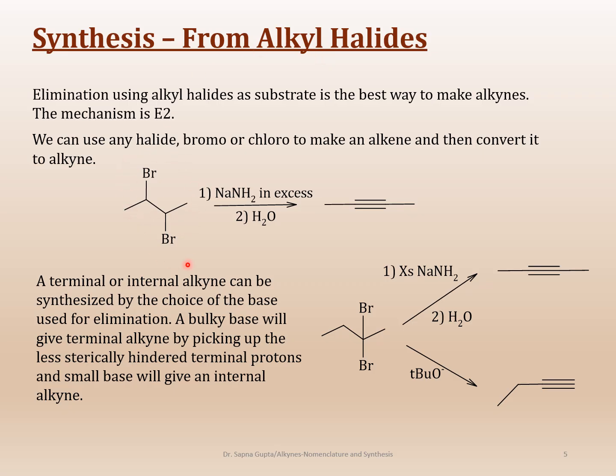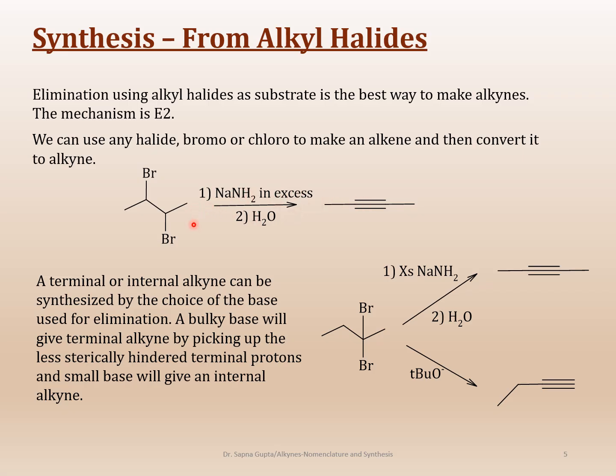So remember, you made this one from an alkene, right? But anyhow, we'll get to that also. But anyway, you need to have two halides in order to do two eliminations to form the alkyne. So here, sodium amide is a really strong base, which is used for making alkynes. You will see that a lot in alkyne synthesis.